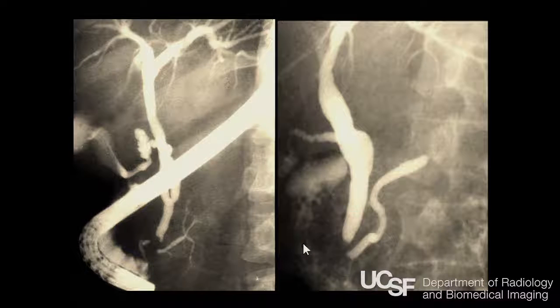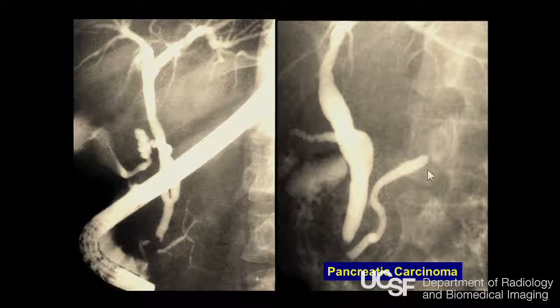In contrast, when you compare a case of adenocarcinoma, you can see you have a shortened duct of Wirsung, but there's absolutely no branching at its termination. All right.